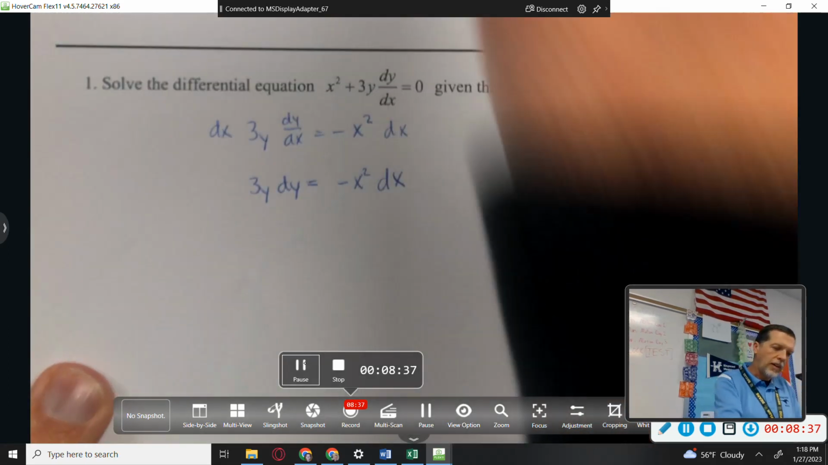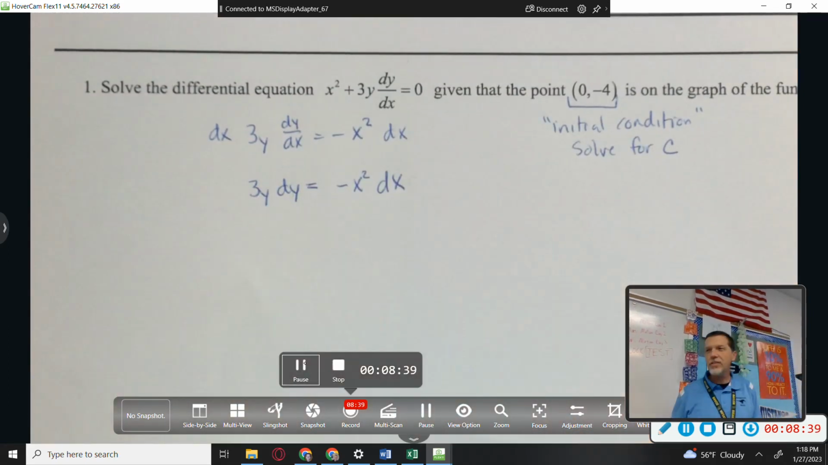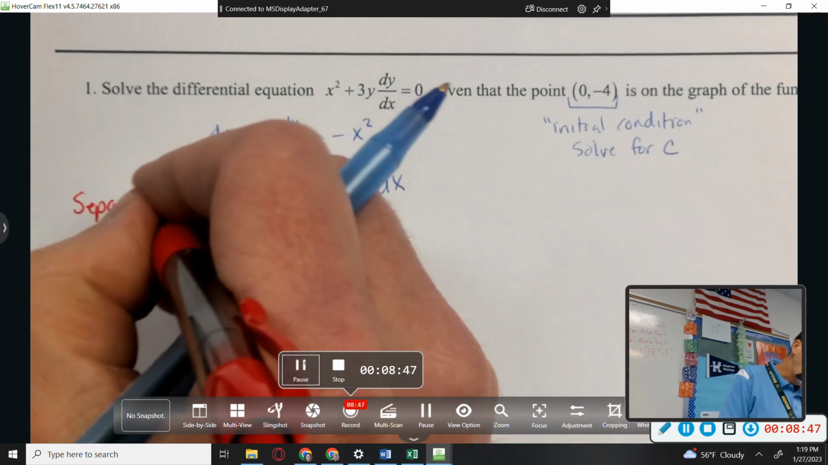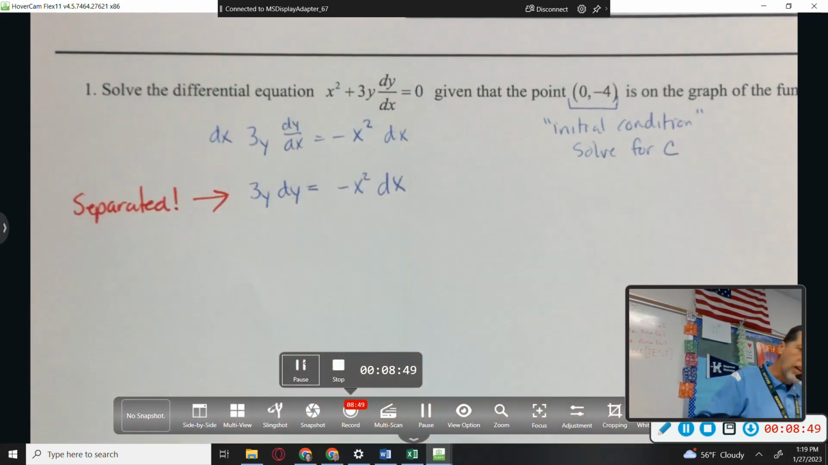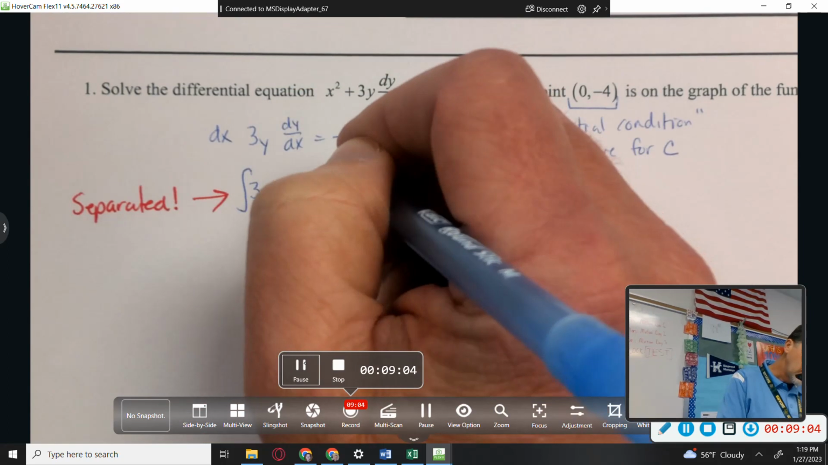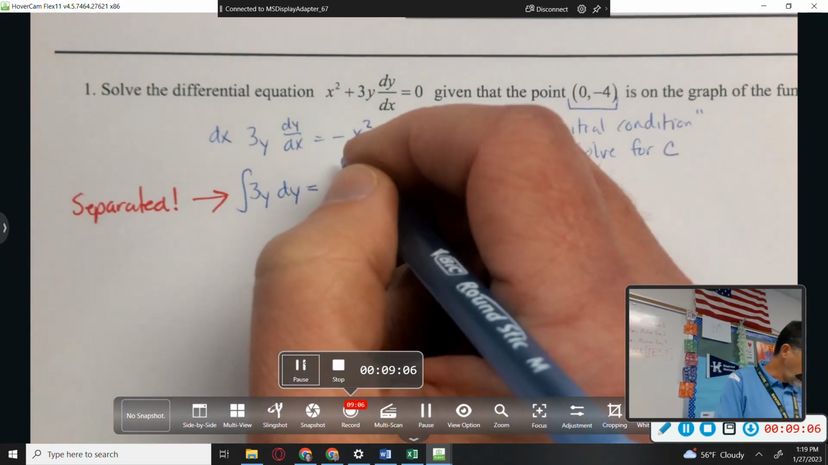Okay, so I've separated all. Everything with the y stuff is on one side. Everything with x stuff is on the other side. I don't know that it's worthy of an exclamation point to celebrate, but that's the first step. We're a long way from done, but you've got to get the two separated first, before you can start anything. Now we can integrate. Let's integrate both sides.